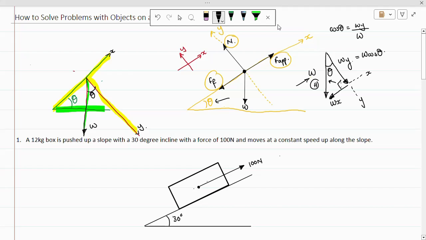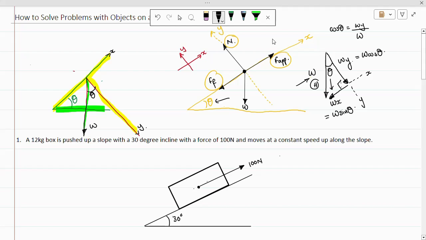Same thing here. This is going to be this line here. This line here is opposite the angle, which means WX is the opposite. Since it's the opposite, that means we need to use sine. Sine theta equals WX over W. Same thing here. This is basically going to be W sine theta.